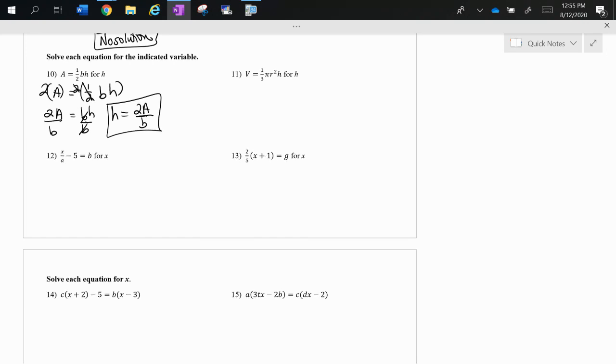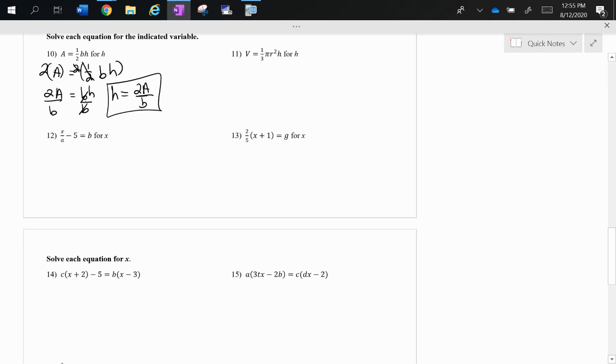Okay, let's go down to number 12. We're solving for x. Okay, so the first thing I want to do is add 5 to both sides. So I get x over a equals b plus 5. And then I want to multiply both sides by a. It says x divided by a, so I want to multiply both sides by a to get rid of that divided by a. So we get x equals b plus 5 times a, and if you'd like to distribute, you may, or you don't have to.